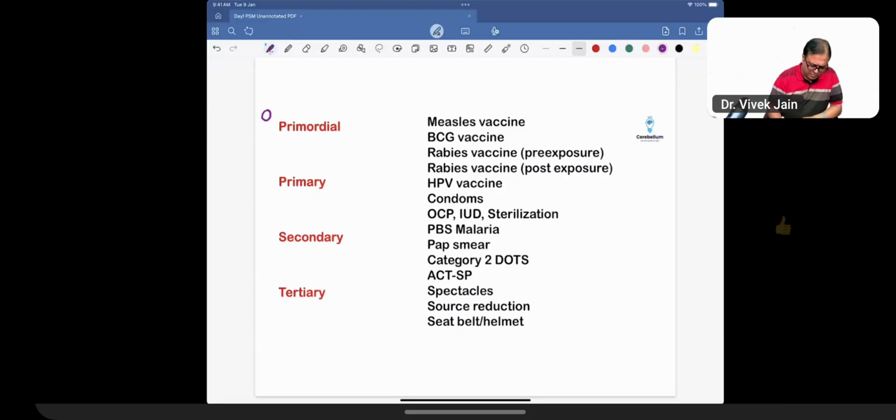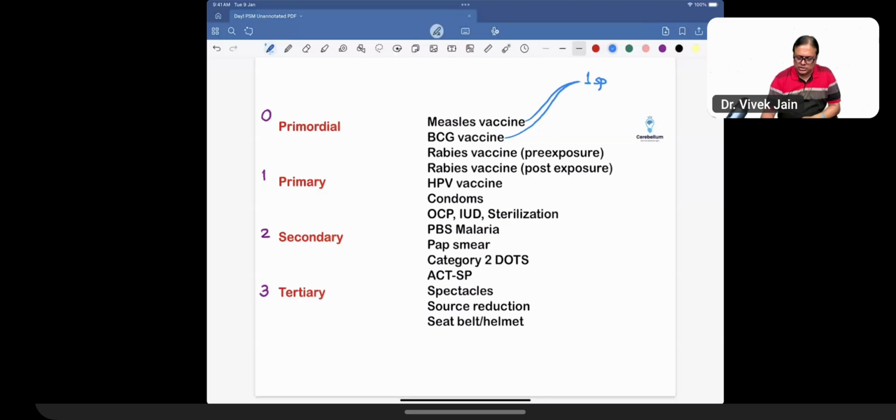So can you tell me, use 0 for primordial, 1 primary, 2 secondary, 3 tertiary. Measles vaccine is which level of prevention? Primary. Health promotion, specific protection. BCG vaccine. Primordial, primary, secondary, tertiary. Primary. All vaccines by default are primary level specific protection. Vaccine will come in the paper. You have to mark primary.